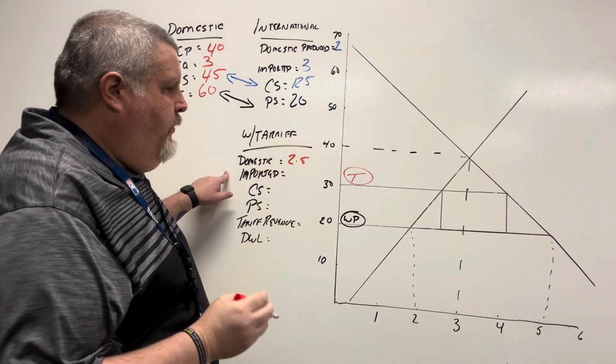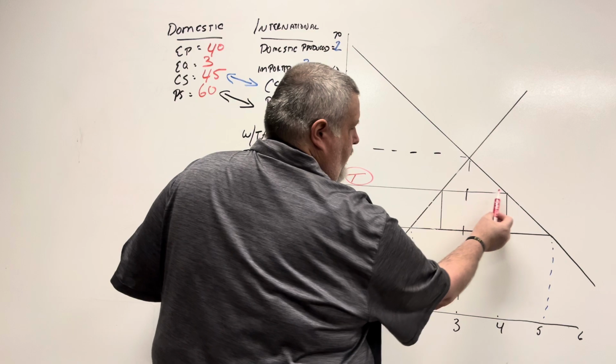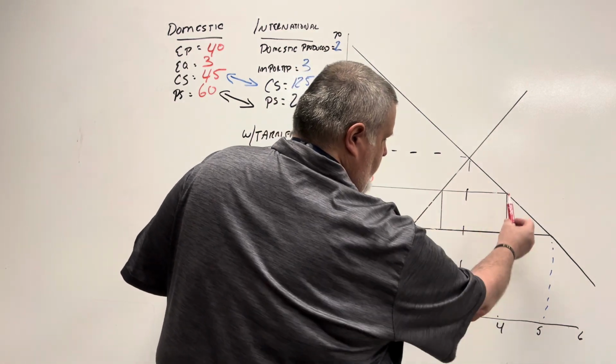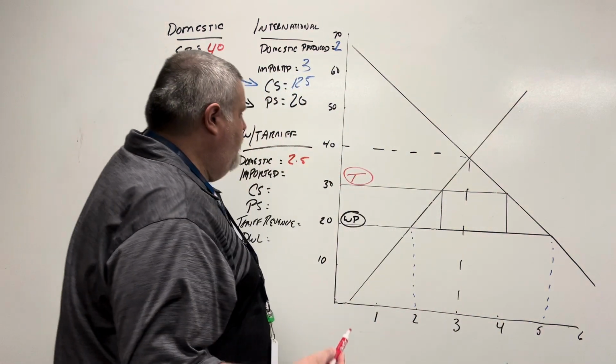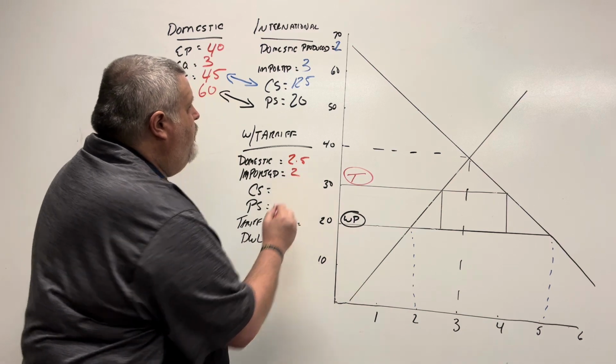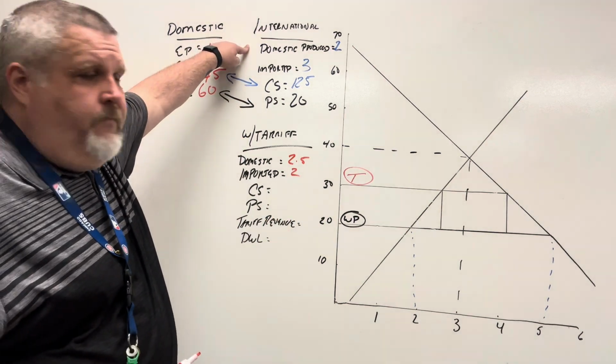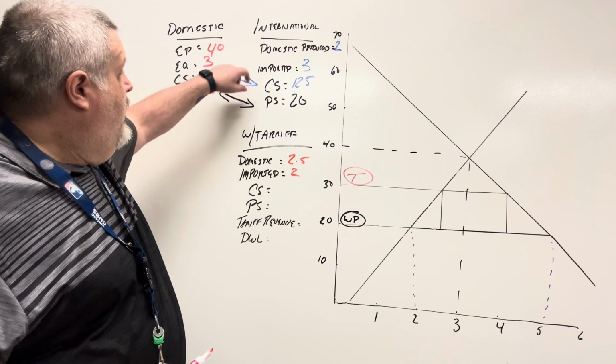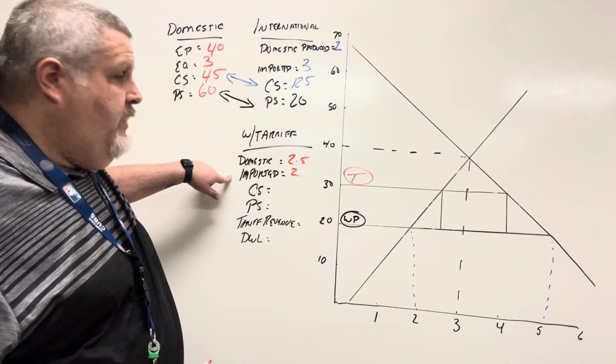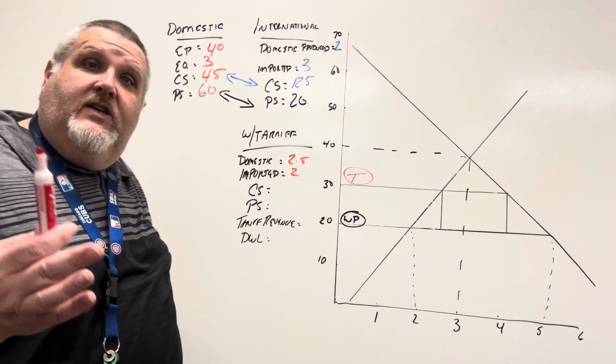And then we're going to import from here to here. So 1.5 to 4.5 would be 2. Okay, so we were making 2. Now we're making 2.5 in our country. We were importing 3. Now we're only importing 2, right? So things have changed a little bit.